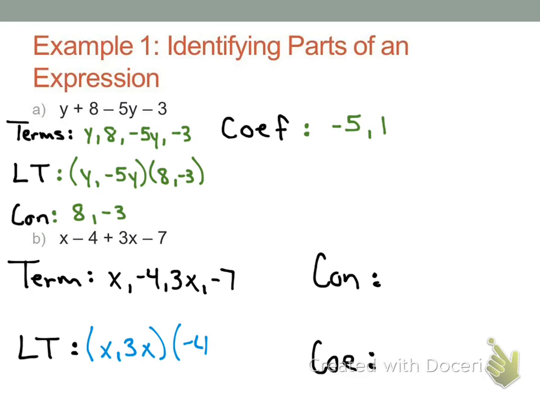Very good. Negative 4 and negative 7. What about my constants? Negative 4, negative 7. Perfect. And what about my coefficients? 3, 1 and 3. Perfect. Who got them all right? Good job. Awesome, guys. Very good.